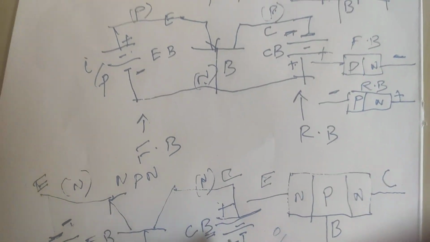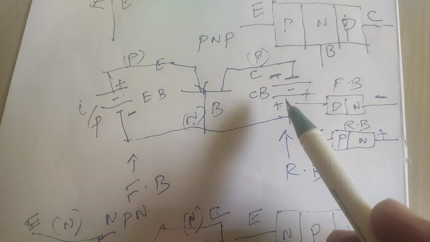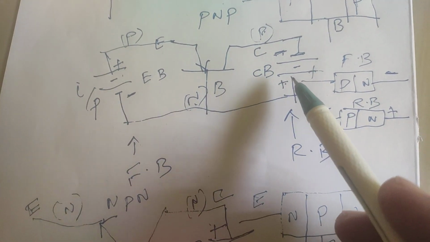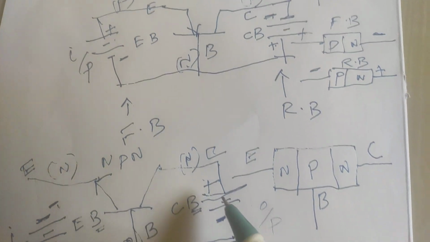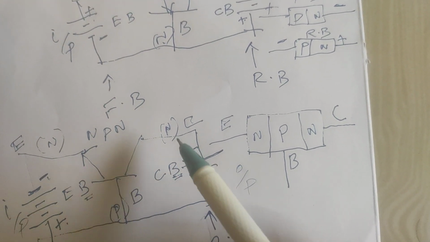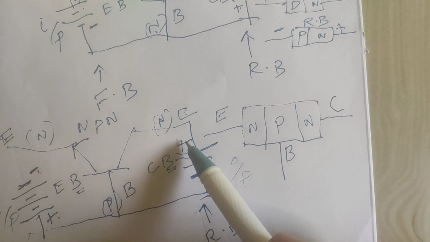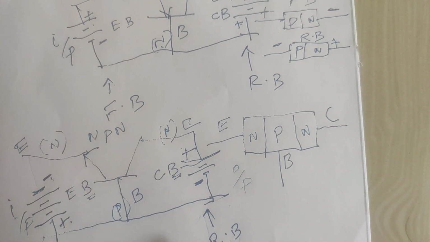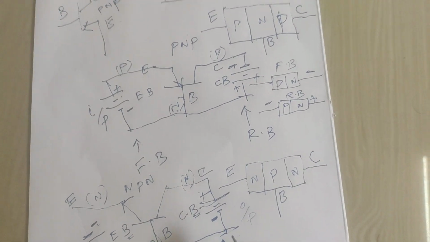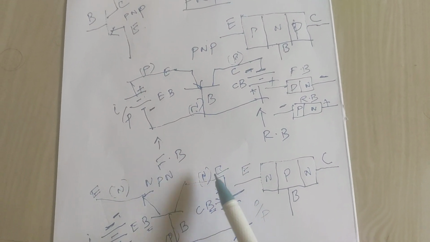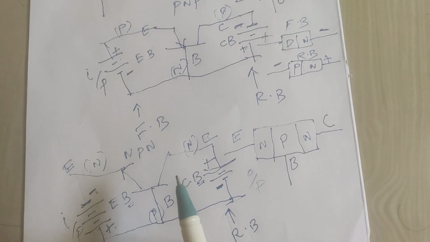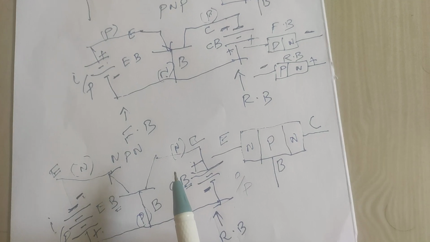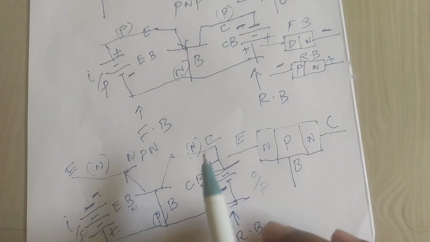Okay. In the PNP transistor, the output port is reverse bias. So P gets negative, N gets positive. Negative, positive, whereas here positive, negative. The reason is the N layer gets positive, the P layer gets negative. It should be the reverse bias. Okay. This arrangement is called a common base configuration. How to bias the common base PNP and NPN transistor is clearly explained in this video.